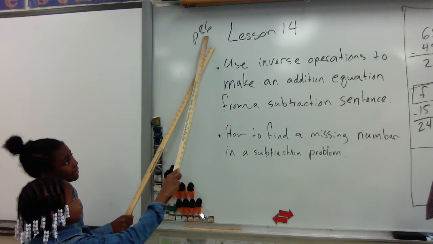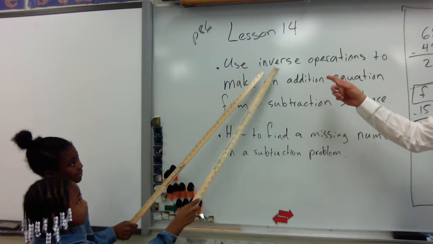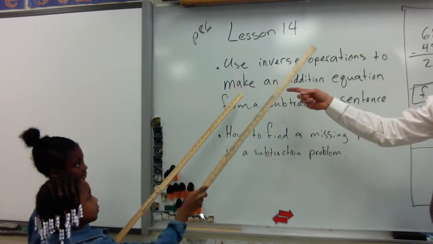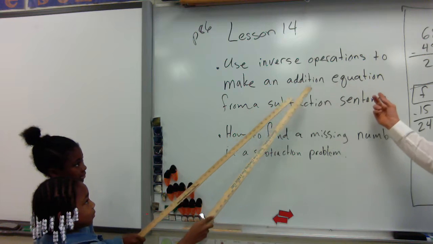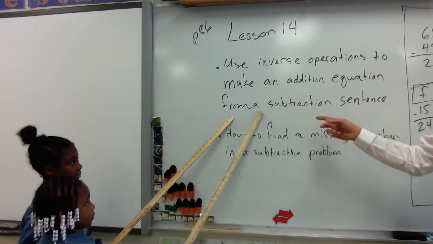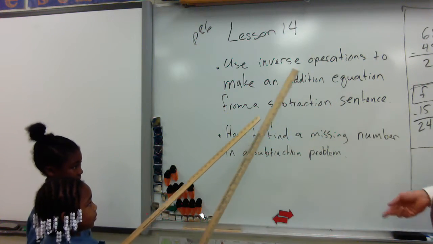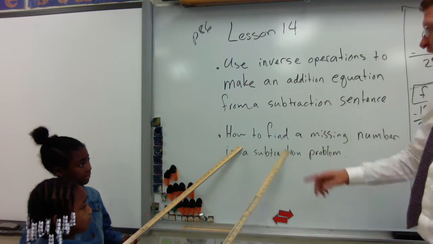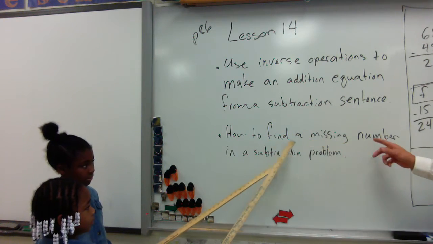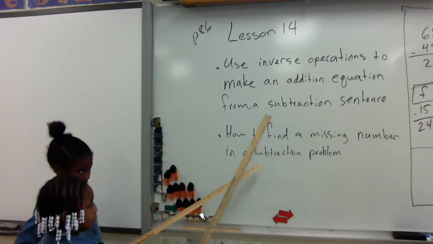Our first objective today is to use the inverse operation to make an addition equation from a subtraction sentence. So in other words, we're going to add when we're supposed to subtract. We're also going to learn how to find a missing number in a subtraction problem.